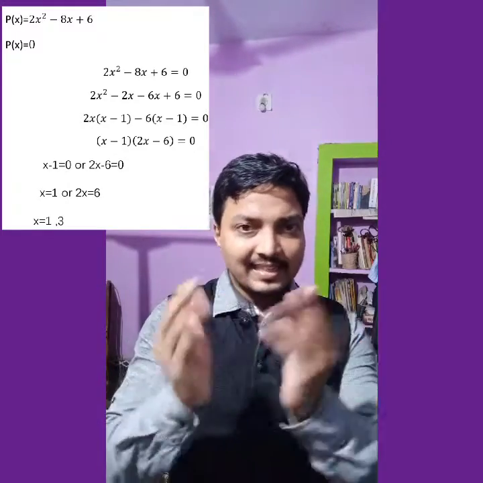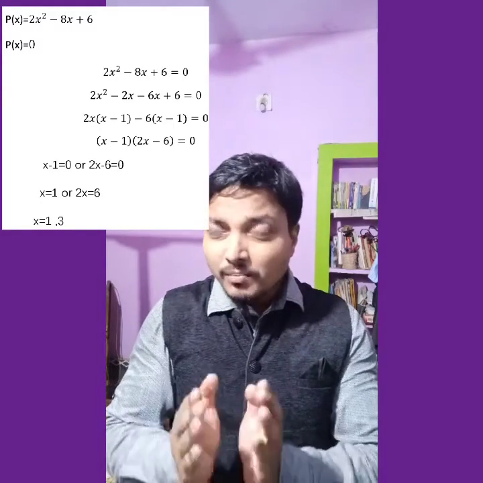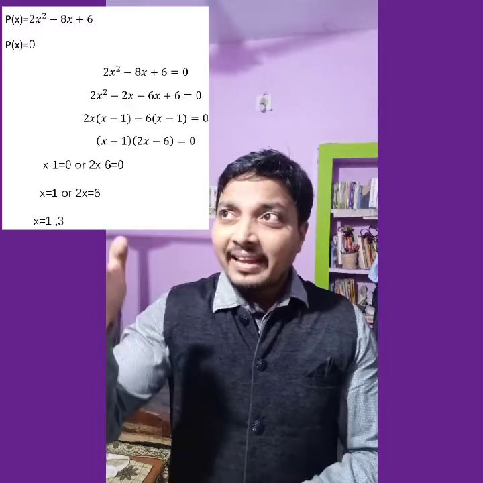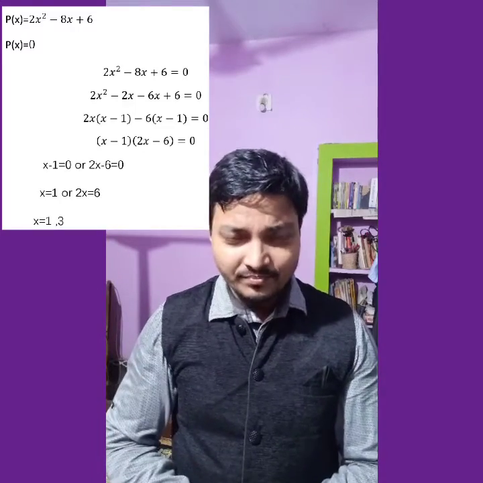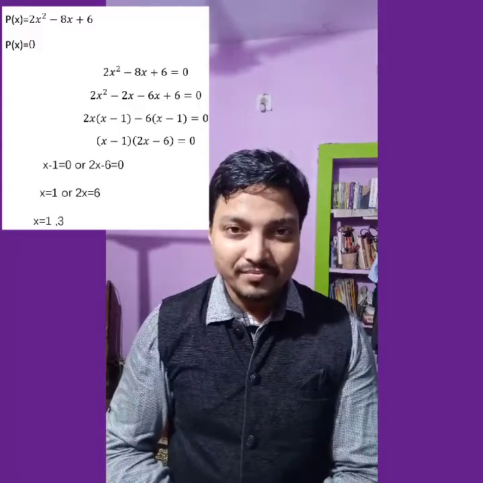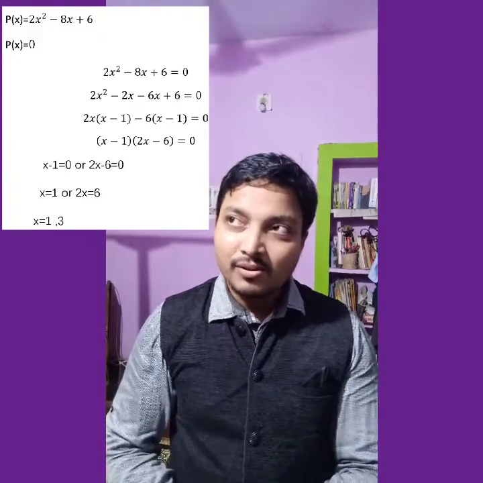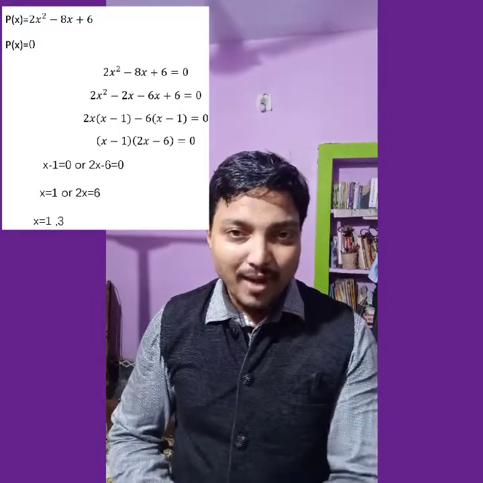Perfectly understood? So it means the product of 2 factors is equal to 0. How can we say that the product of 2 numbers is equal to 0? Either this one is equal to 0, or this one is equal to 0, or both are 0. So I am writing x minus 1 equal to 0 or 2x minus 6 equal to 0. Whenever x minus 1 is equal to 0, by solving the linear equation you will get x is equal to 1.